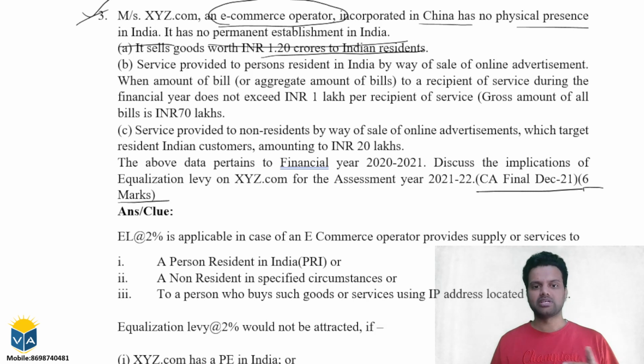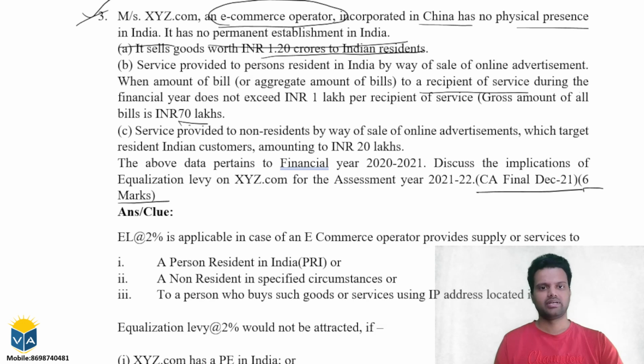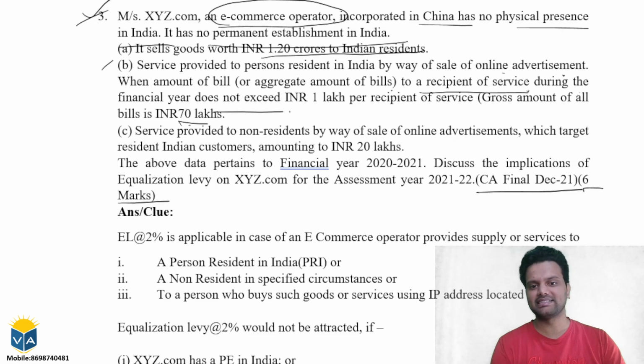It sells goods worth 1.2 crores to Indian residents. Just decode this. So the e-commerce operator is supplying goods, so that means it is covered under section 165A, 1.2 crores. Now we will see point number B. Very interesting. Service provided to a person resident in India by way of sale of online advertisement, when the amount of bill or aggregate amount of bills to a recipient of service during the financial year doesn't exceed 1 lakh per recipient of service.